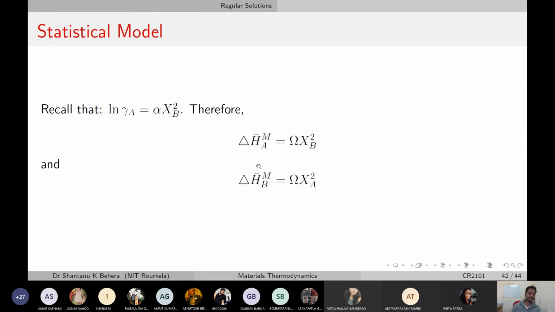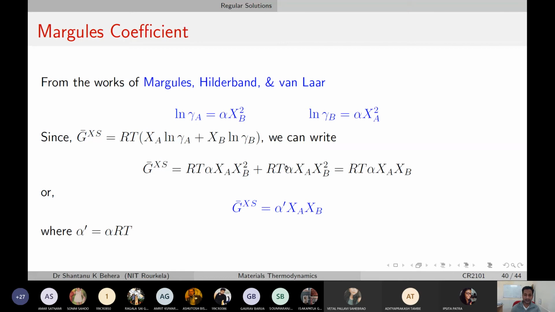All right, and based on that, of course, you should be able to calculate the enthalpy change, the partial molar enthalpy change of one component upon mixing, which is simply omega into xb square, and the other, del h b upon mixing, the partial enthalpy change of component b upon mixing, is omega into xa square. If you actually expand it, you know that this part is there, right?